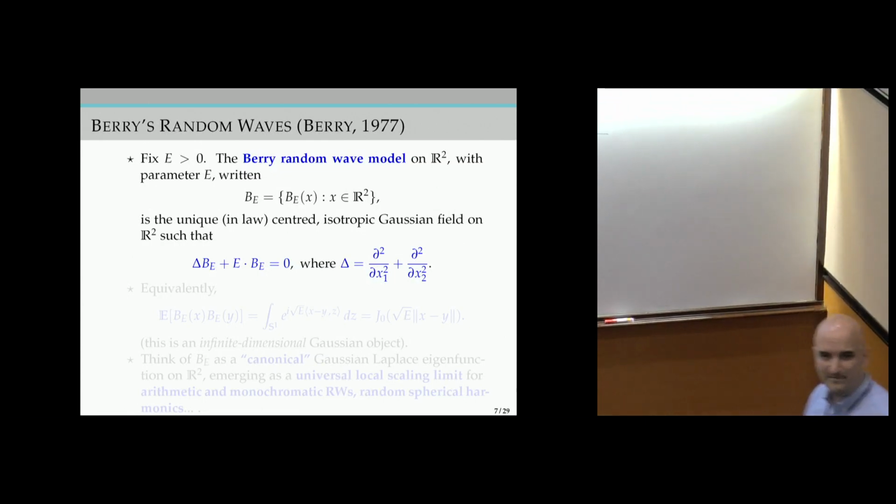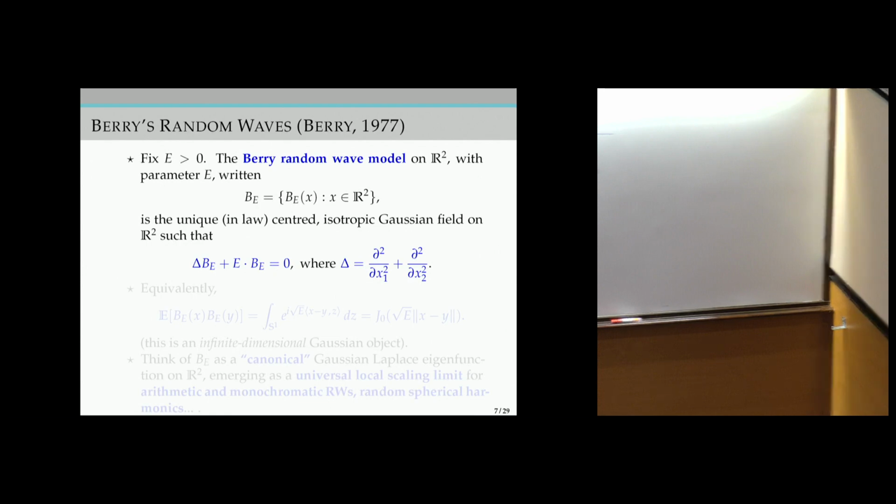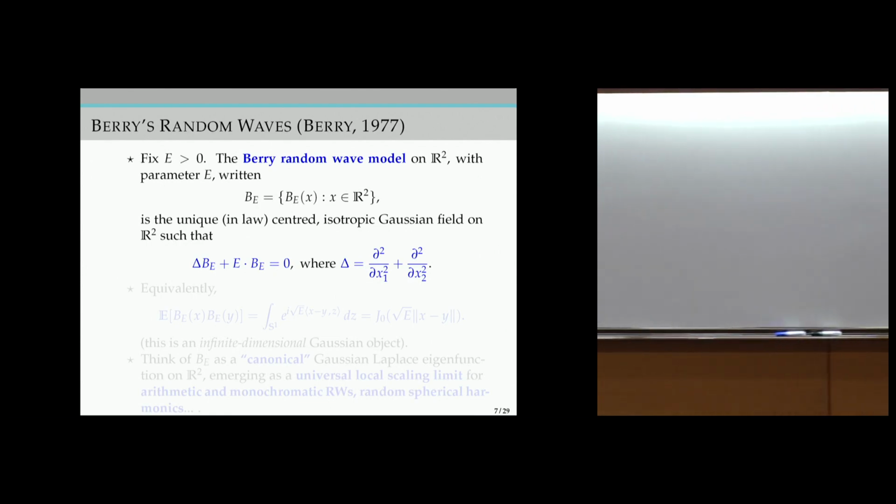Okay. The first model I'm going to look at is a model by Michael Berry, who is not the Berry of the Berry phase, but another Berry, a very much alive and kicking mathematical physicist from Bristol, extremely famous and illustrious. In 1977, he proposed a model for a generic eigenfunction of the Laplace operator on R2. You can do the same in any Euclidean space, not just R2. This is called the Berry random wave model, which is associated with E, where E is the eigenvalue of the Laplace operator.